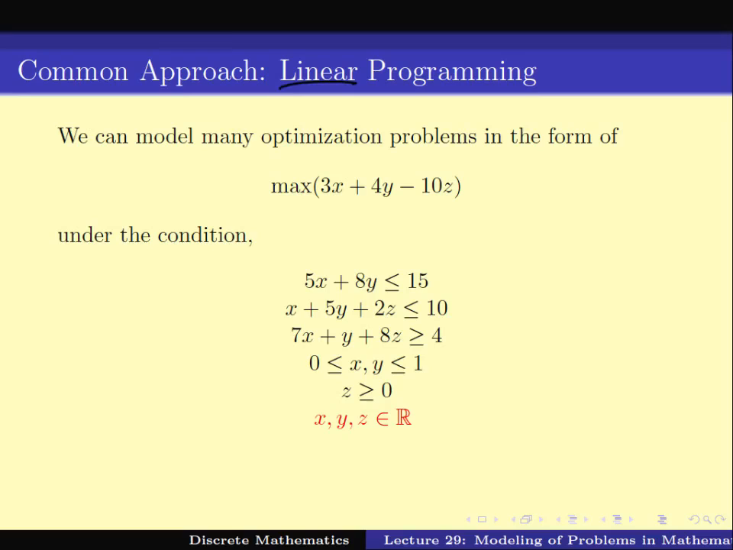Now, again, one thing to note is that when we add the condition that x, y, z are real numbers and not just integers, then this is called linear programming. We will be talking about the case when they are not real numbers, possibly in the next video. But in this video, let's assume that x, y, z are real numbers. And in that case, this whole structure is called a linear program.